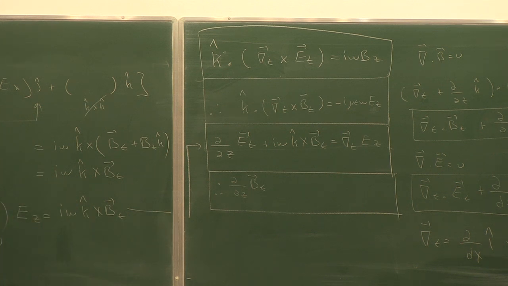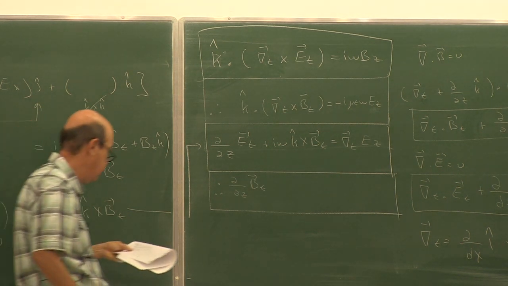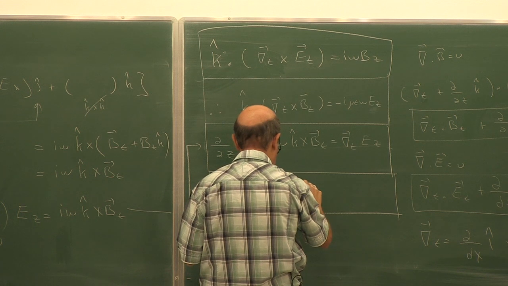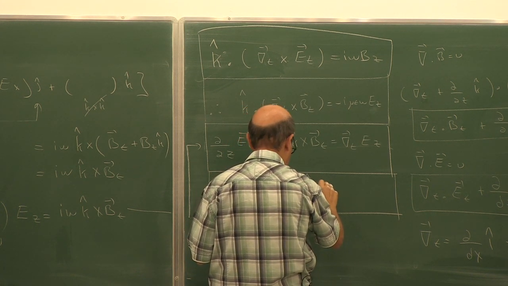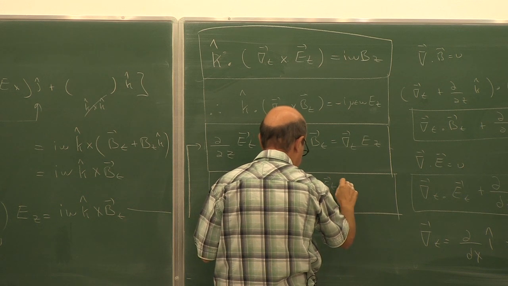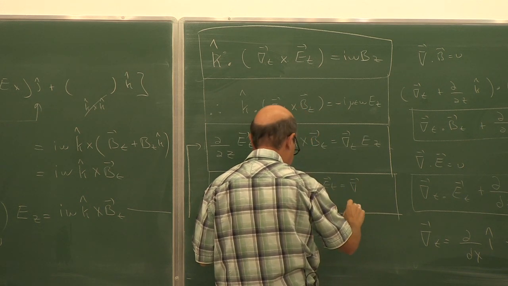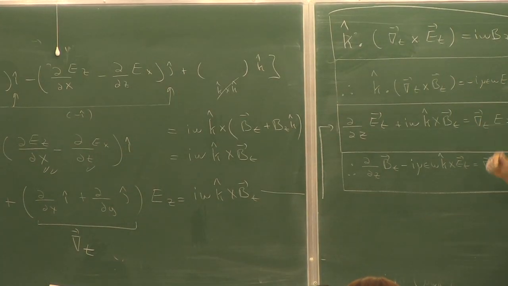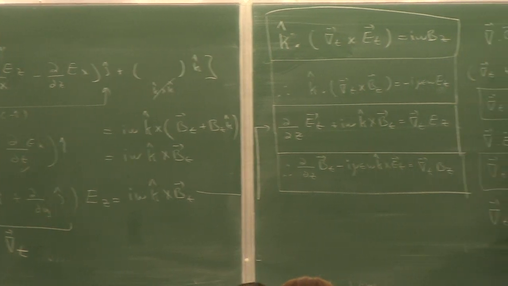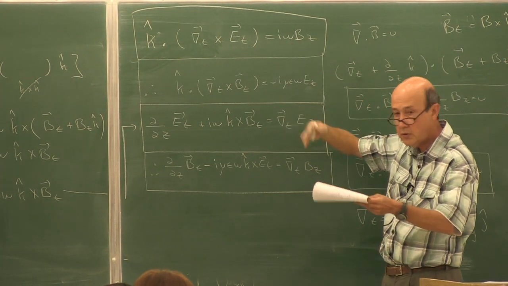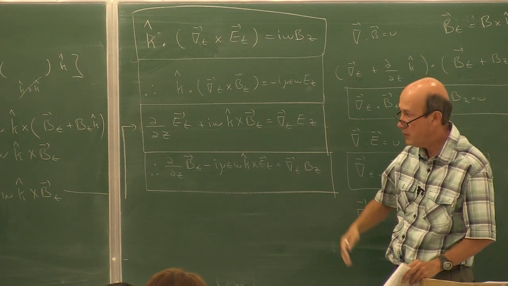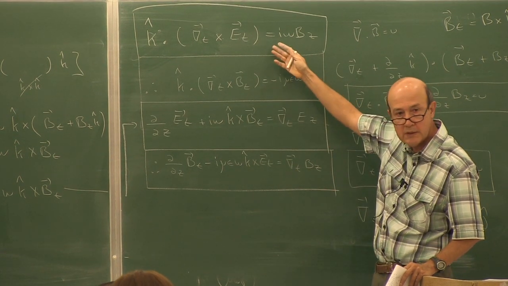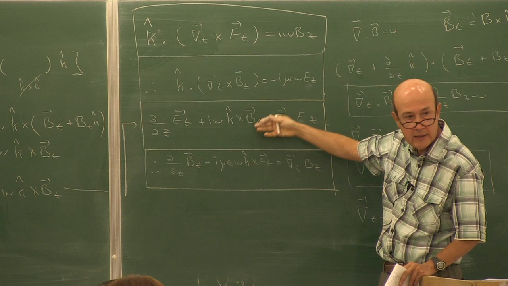Minus i, yes, right, you are right. So that will be minus i mu epsilon omega k cross E transverse is equal to gradient of the transverse Bz. This is the summary of the Maxwell's equations. Two scalar equations, and you have actually 6 equations in component wise, Faraday's law and the modified Ampere's law, but you decompose these equations in longitudinal and transverse.